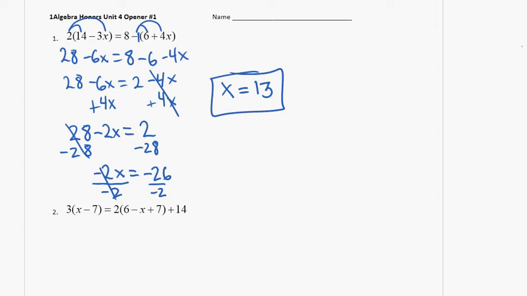Okay, now if you want to pause the video so that you can try the second problem before I do, go ahead, pause it, give this second problem a try. But I'm going to go ahead and do the second problem now.